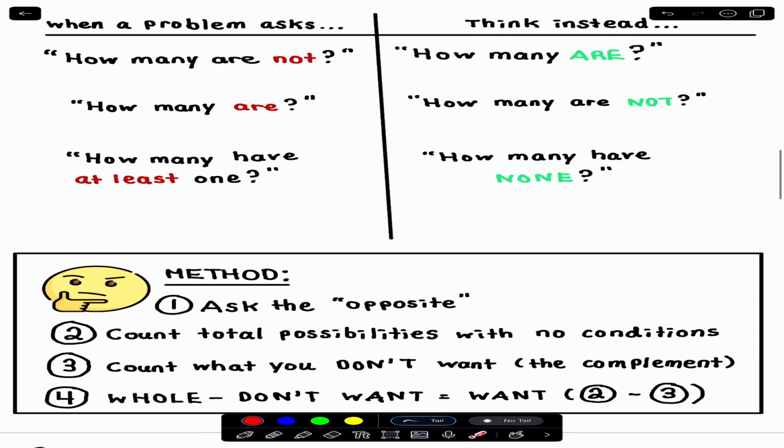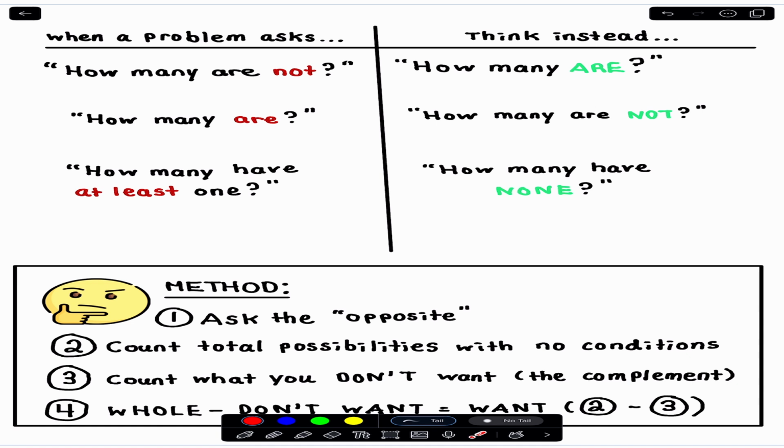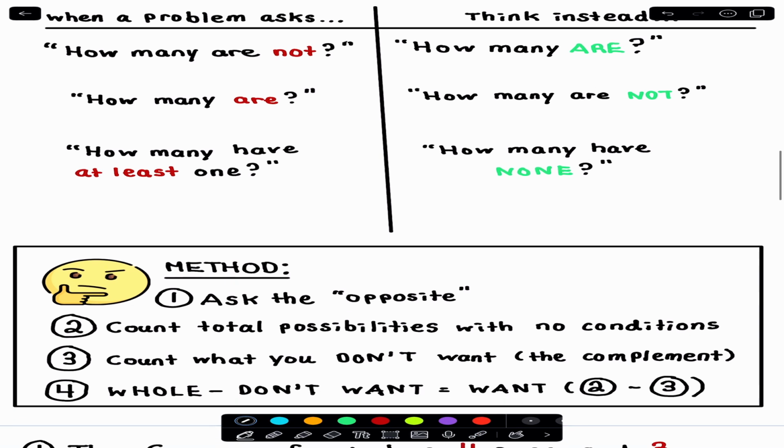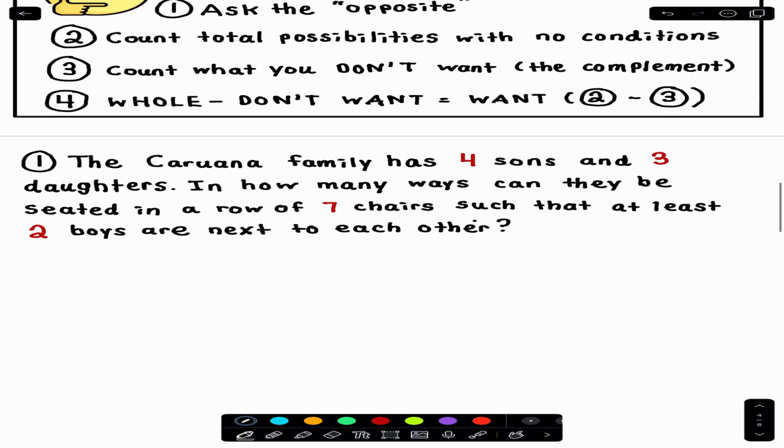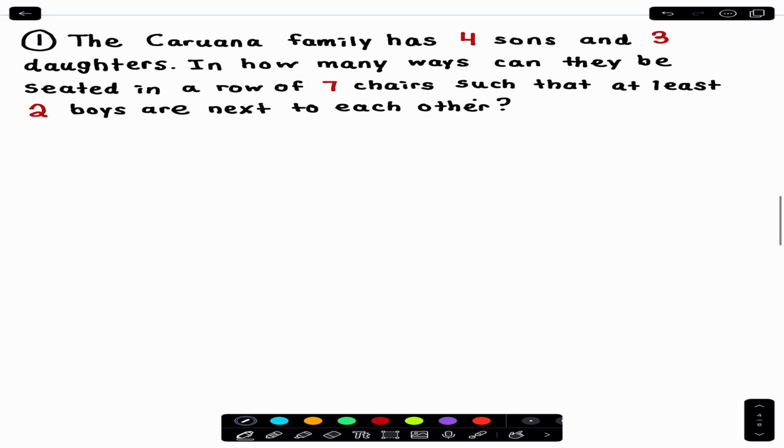Alright, that was the vague theory. Let's get into some practice problems to see how it really works. Question number 1 says the Caruana family has 4 sons and 3 daughters. In how many ways can they be seated in a row of 7 chairs such that at least 2 boys are next to each other? The first thing that stands out right away is the phrase "at least." If you go back to our chart, you might know how I'm going to change this question up. And yes, we are using complementary counting.